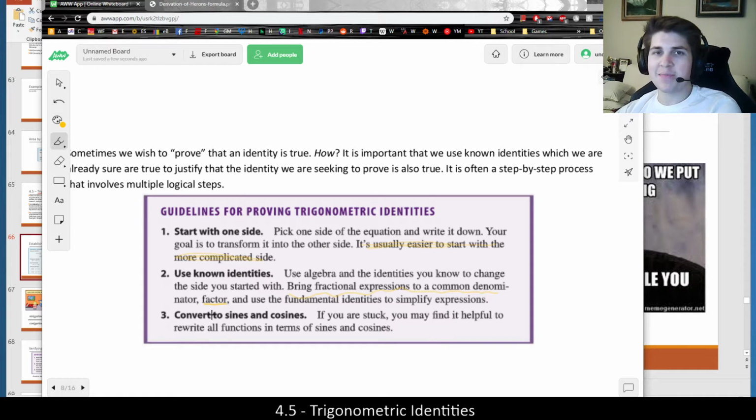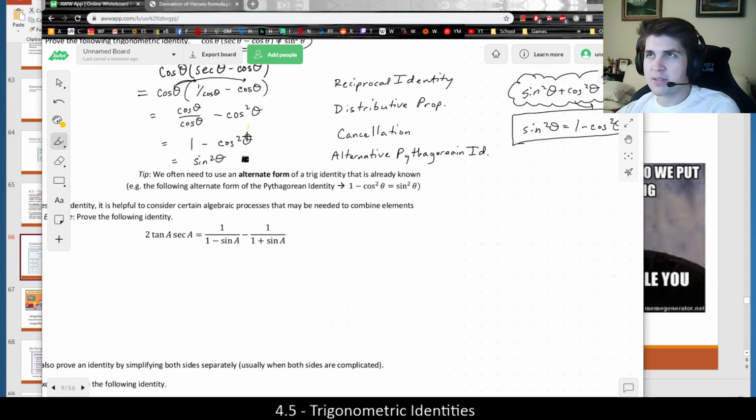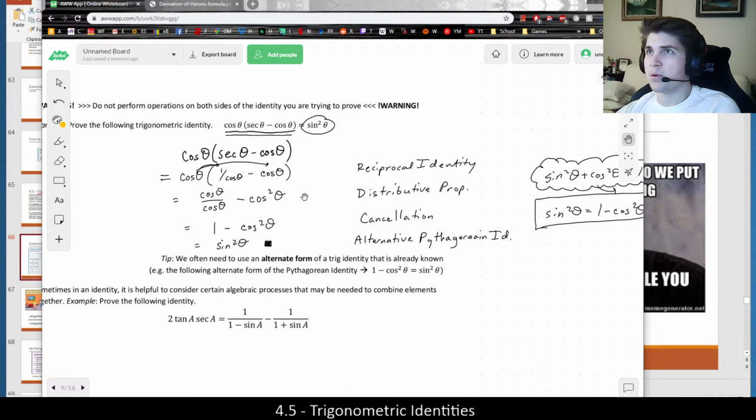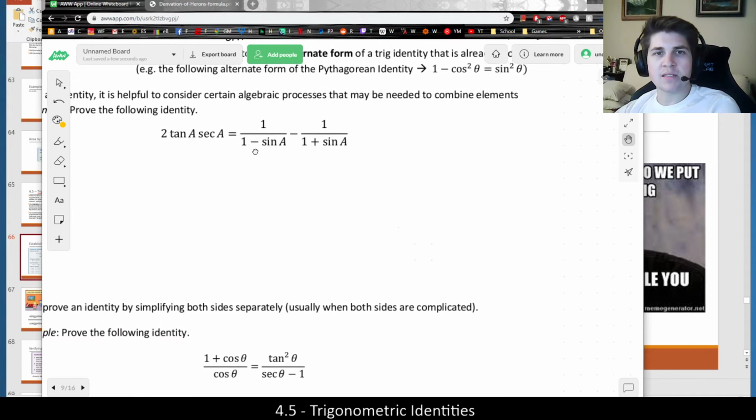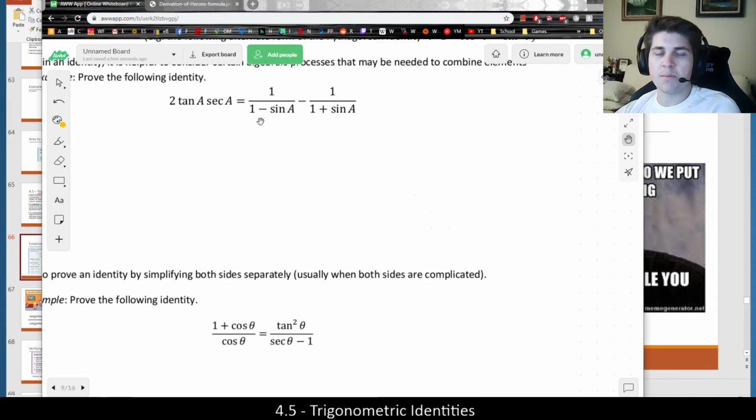And step 3, this is something else I mentioned before, is converting to sines and cosines. If you're stuck, try to change everything to sines and cosines. Like that was step 1 in the previous example, right? I changed secant to terms of cosine. And all of those 3 steps are quite helpful. So let's start with this. Let's do a new example keeping those 3 tips in mind.